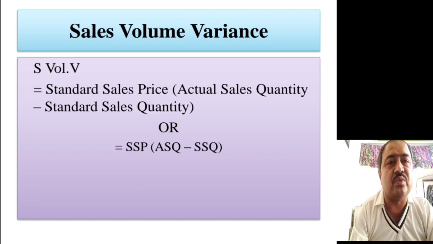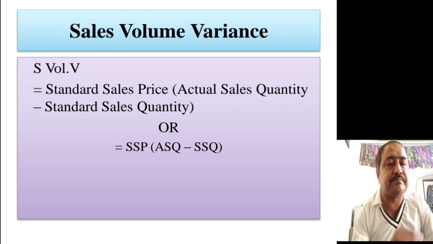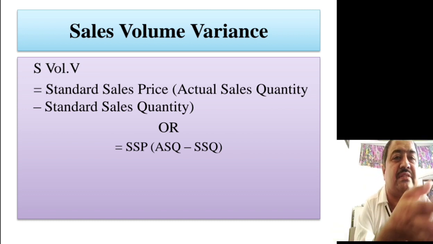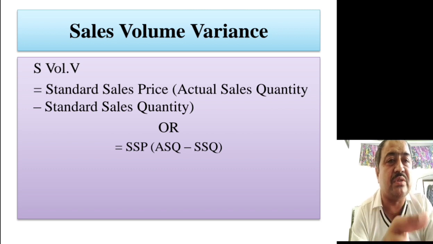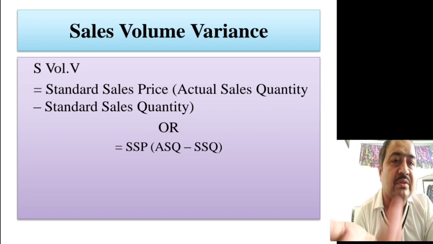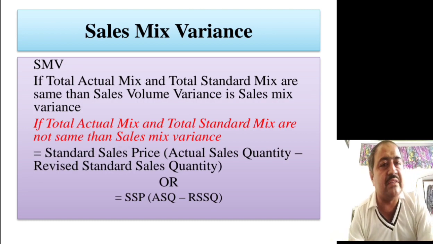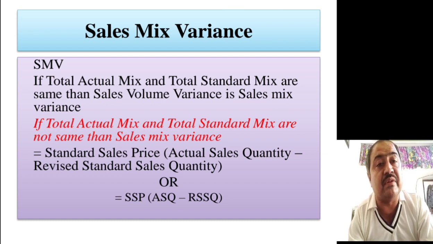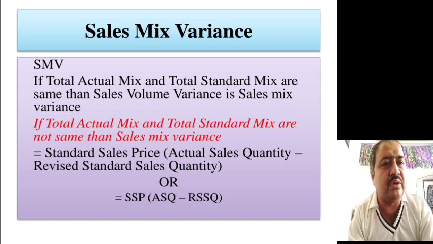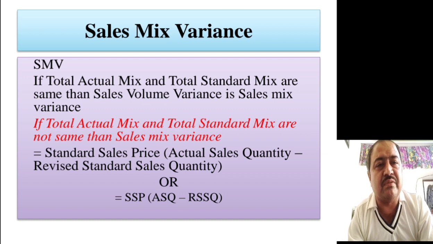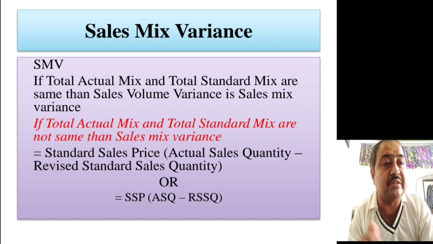Now next is sales volume variance, just like the material usage variance. So standard sales price into bracket actual sales quantity minus standard sales quantity, or the short format is given here. Okay, then after that the mix variance. As you know, the mix variance is required to be calculated when you are selling more than one kind of product, otherwise there is no question of mix. So if more than one product is sold, then only these mix variances are possible. And the basic fundamental is the same as material and labor.